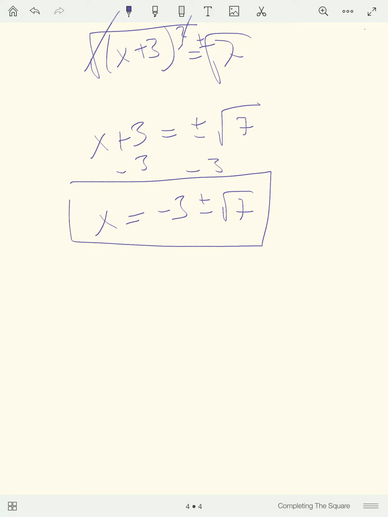Let's move on to some problems that are a little harder. So the next step up is to throw some fractions in here. I like to show students examples of fractions because they trip people up a lot. So for this problem, we are given y equals x squared minus 3x minus 3 over 2.